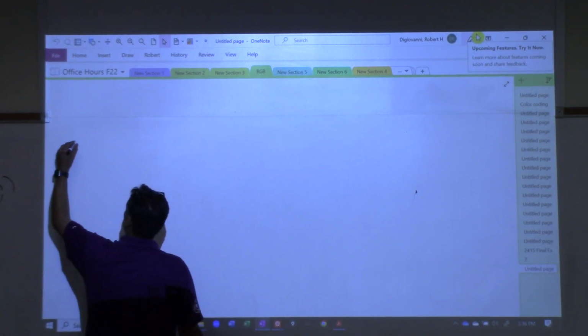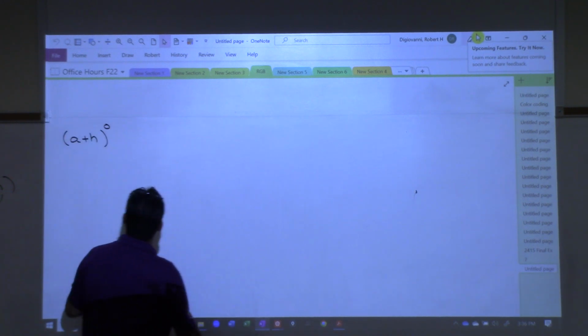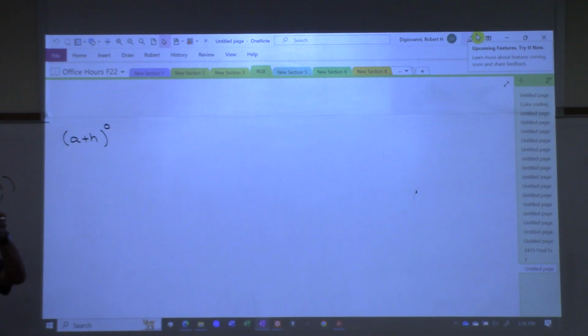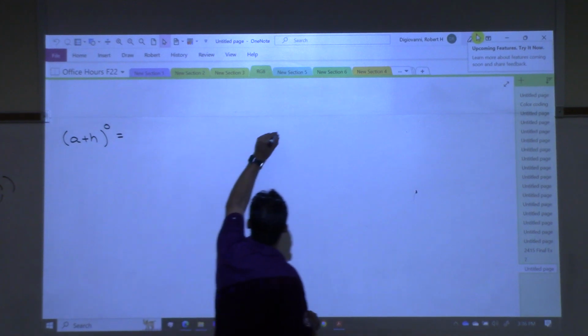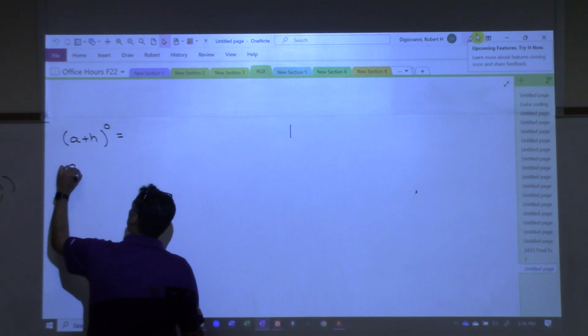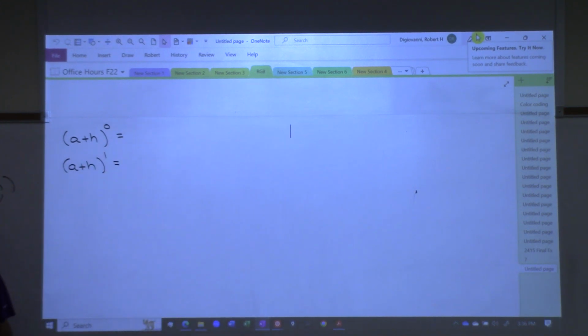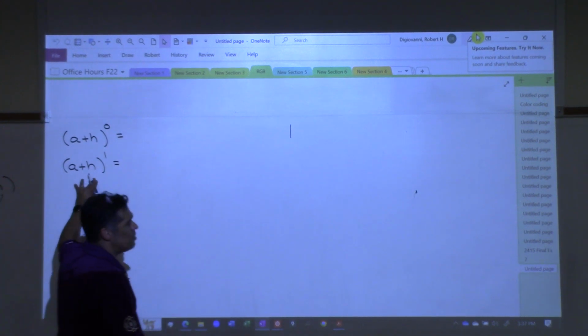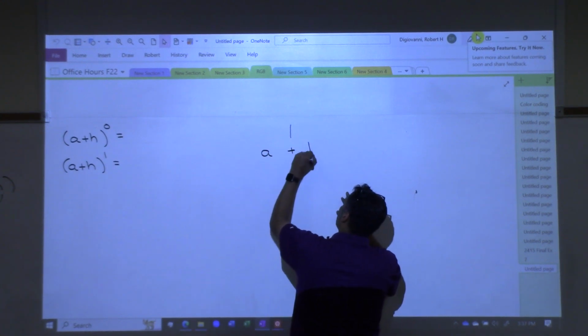All right, if I take the expression a plus h and I raise it to the 0 power, what's anything raised to the 0? 1. So this is equal to 1, right? I'm going to put that 1 right here in the middle. You'll see why in a moment. Now, if I write a plus h to the first power, well, what's anything to the first power? Just whatever it was, right? It's itself. Raising something to the first power is just exactly what it started as. So I'm going to put a plus h, and I'm going to center it right here. A plus h.